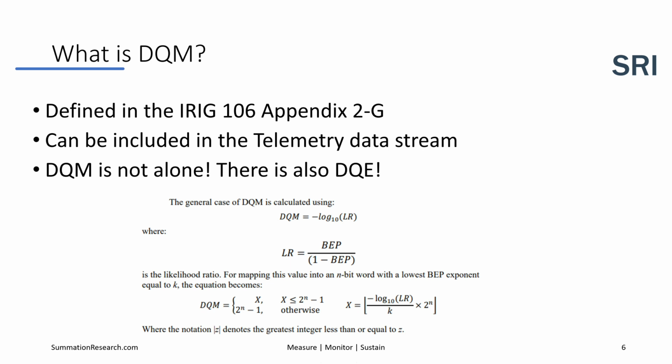DQM is not alone. There's also DQE. In addition to DQM, the IRIG 106 standard includes DQE, Data Quality Encapsulation. While DQM provides a metric for data quality, DQE defines the transport of this metric along with the associated telemetry data. Together, DQM and DQE provide a comprehensive solution for monitoring and managing the quality of telemetry data.